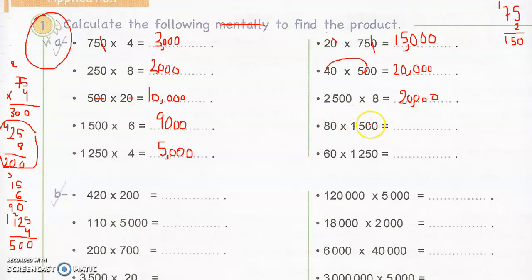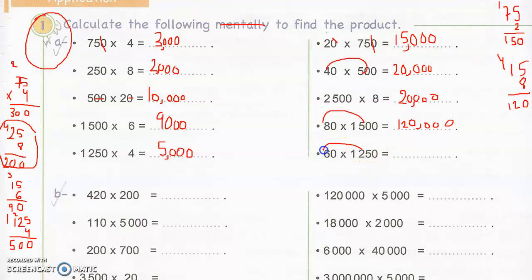Okay. Skip the zeros. Now 15 times 8. How much? Let's arrange it here. 15 times 8. 8 times 5, it's 40. 0 down, 4 up. 8 times 1, 8. And 4, 12. So 120. Then don't forget, how many zeros do we have? 1, 2, 3.